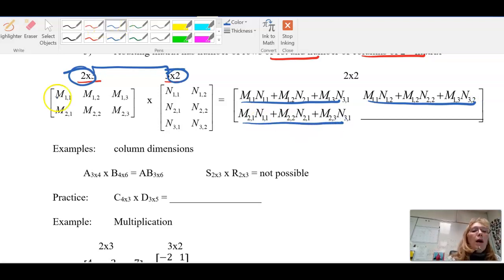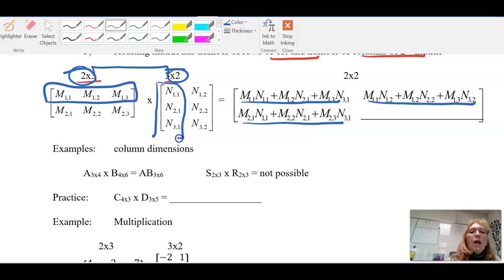Okay, to multiply, I take this first row right here times this first column, and I do it position to position. That means I take this first one times this first one, 1 and 1. Plus, now I'm going to take the second one times the second one. You are not distributing. It's 1 times 1, 2 times 2, and then the third one times the third one. And then you add those up to get your answer. Now I do the same thing here.